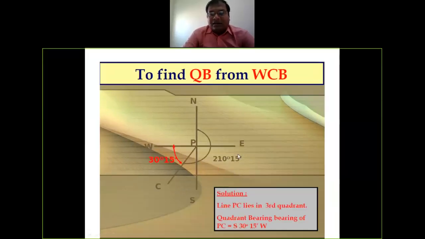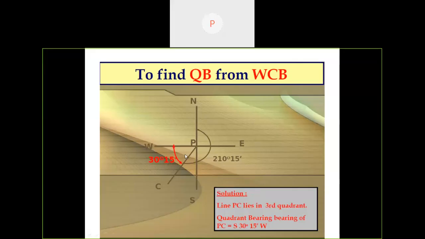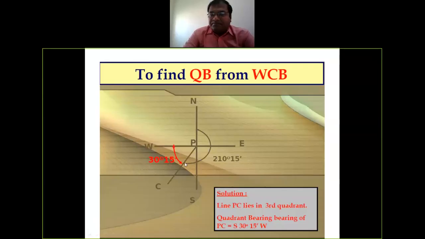Then the third example. Here you can see your value of WCB is 210 degree 15 minute, which lies in the third quadrant. So I have written here that line PC lies in the third quadrant. Now what is the rule of conversion? RB is equal to WCB minus 180. I will do the same thing with the help of the figure. You can see up to this line is 210 degree 15 minute, and up to this point it is 180.